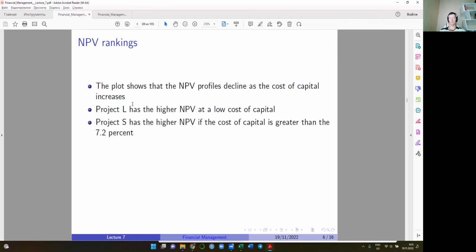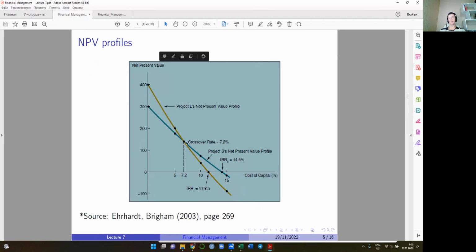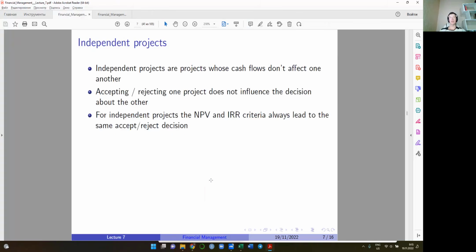Look, if we are not comparing these two projects, if we are simply looking at one project and the other project independently, at an interest rate of 10%, both projects have positive net present value. They both are acceptable. And for both of them, the internal rate of return is above the cost of capital, which means both projects are acceptable if they are independent.